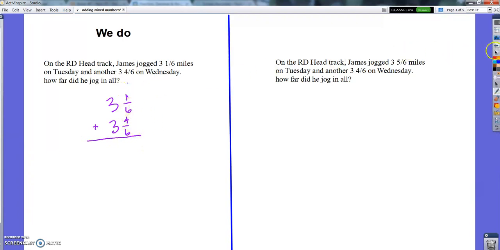If you want to make a note to yourself, just like when I add whole numbers, I start in the ones and move to the tens, then move to the hundreds, then move to the thousands. I'm going to start at the right and move to the left. 1/6 plus 4/6 is 5/6. 3 and 3 is 6. So altogether, he ran 6 whole miles, and he also ran 5/6 part of a mile. Pretty simple. Gets a little trickier if we change this number over here.